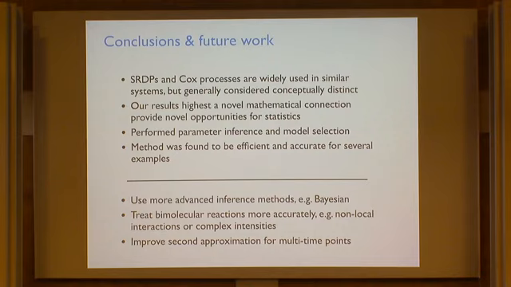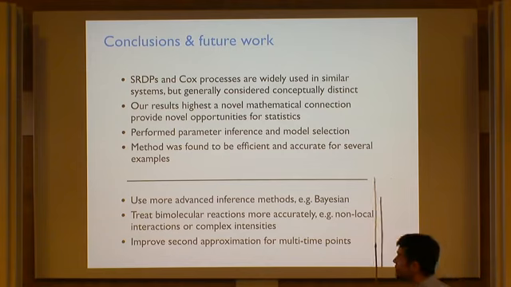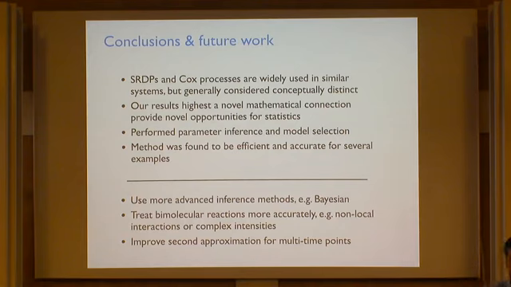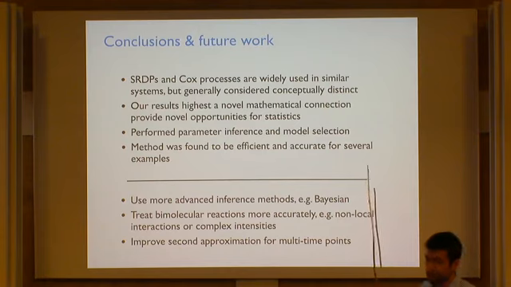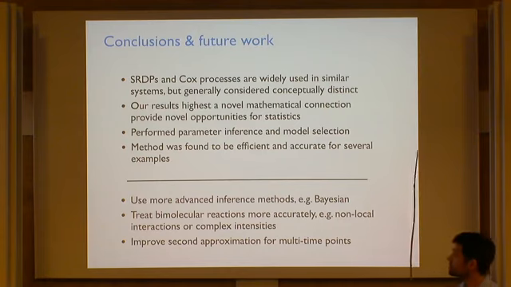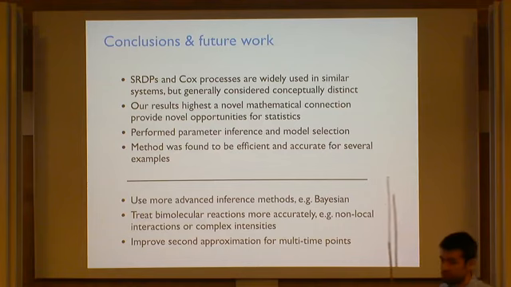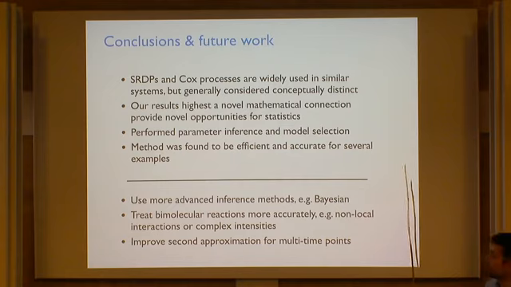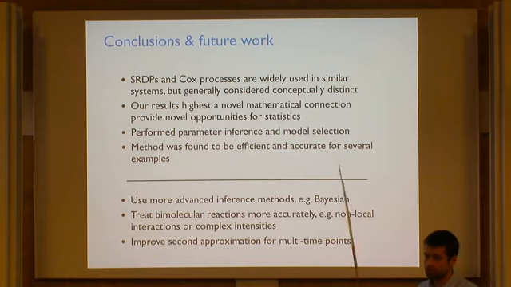Okay, let me summarize. We have looked at 2 different methods, a stochastic reaction-diffusion process and a Cox process, which have so far been considered to be conceptually distinct. We have derived new connections between those 2, which allows us to use methods from statistics for the first time for such systems. We have used this to perform variational inference and model selection, and we found our method to be quite accurate and efficient for the studied examples.